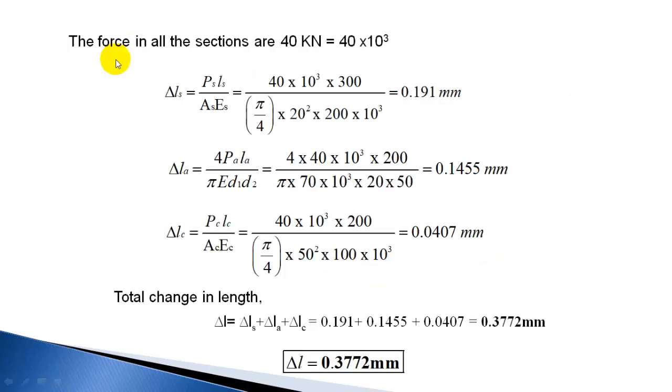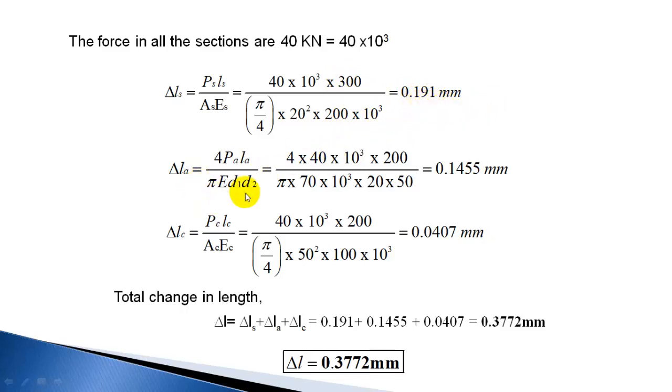Now let us work out. The force in all the sections is the same, 40 kilonewton, 40 into 10 raised to 3 Newton. Delta L_S is P_S L_S divided by A_S E_S. I have used the subscript S for steel, A for aluminum and C for copper. P is 40 into 10 raised to 3. Length of that portion is 300. Diameter is 20, so pi by 4 d square is the area. Young's modulus is 200 into 10 raised to 3 Newton per mm square. So it works out to 0.191 mm.